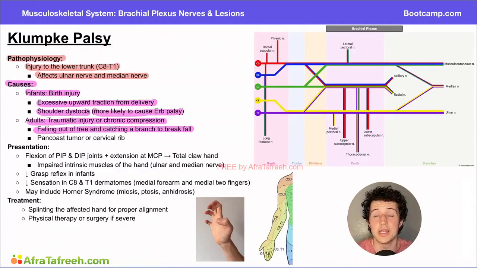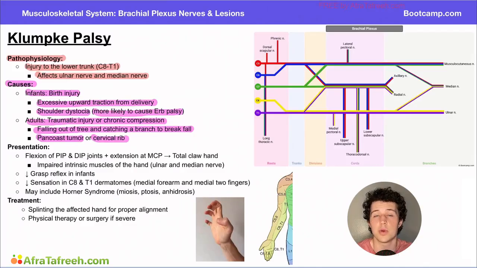The injury also does not need to be from trauma. There can be chronic compression through a Pancoast tumor, which is a tumor of the lung, or a cervical rib. So normally you have ribs coming out of your thoracic vertebrae starting at T1, but about 1%, maybe a little less of the population actually has a cervical rib coming out of C7. And though it's usually asymptomatic and people don't know until they have an x-ray, it can compress nearby structures. In the event that the cervical rib does compress or damage the lower trunk, then we can have Klumpke palsy.